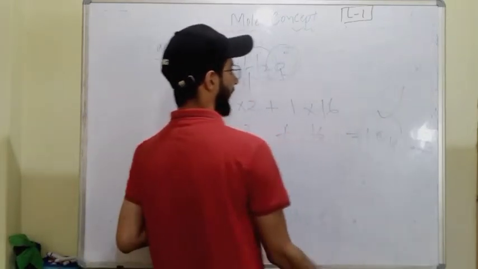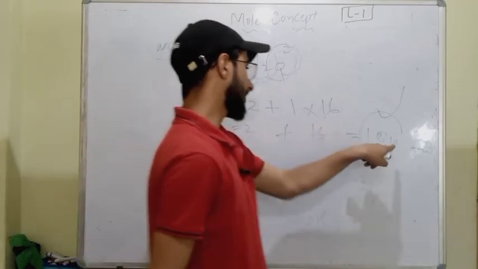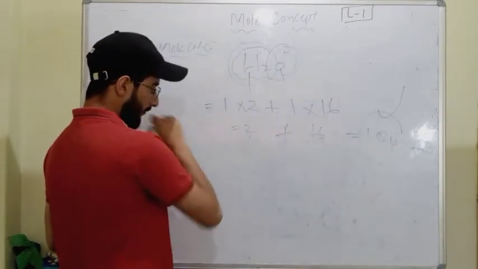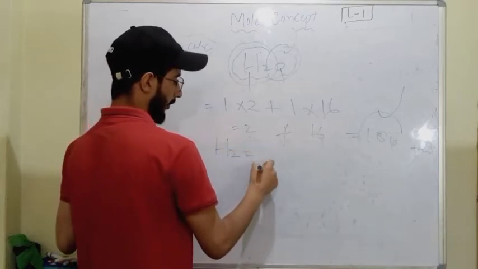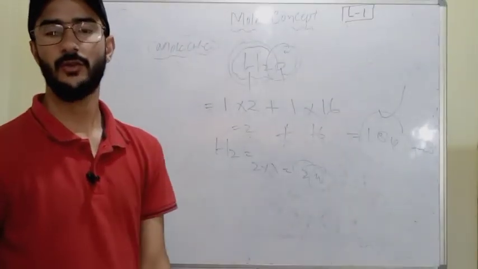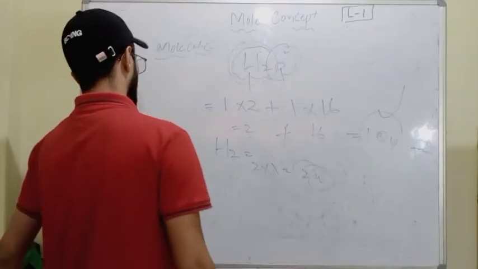So it will be 18 AMU or 18 u. Like H2, it will be 2 into 1, which is 2 unified mass, and simply you can calculate it for a large number of molecules.